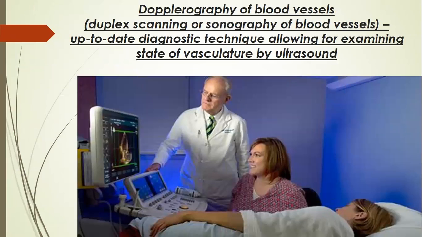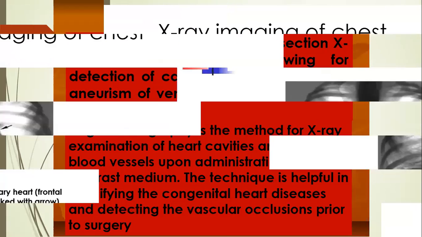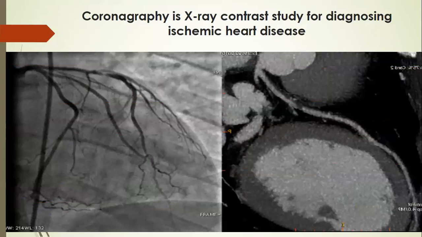Another method of investigation is Dopplerography of blood vessels using ultrasound. Then we also use X-ray imaging of the chest, tomography, and X-ray imaging of the heart. Angiography is also a method of X-ray examination of the heart cavities. Then coronarography is an X-ray contrast study for diagnosing ischemic heart diseases.